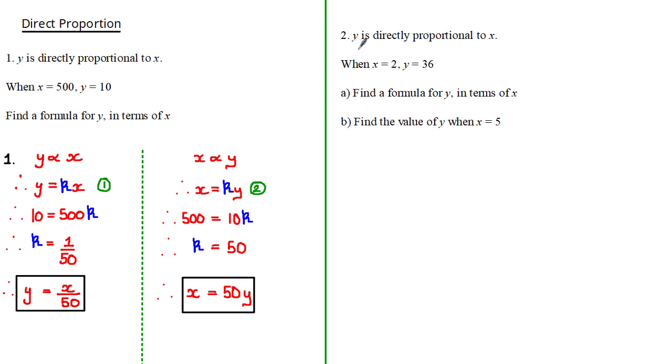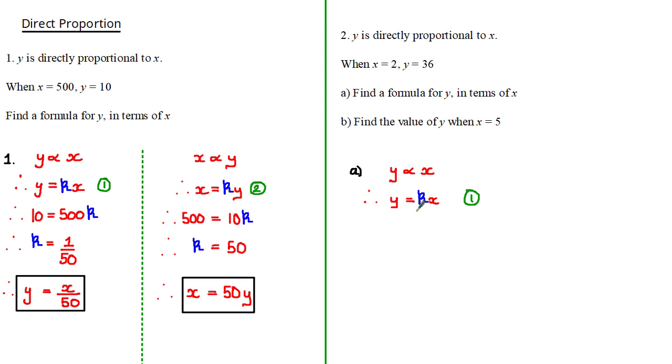So here we're given that y is directly proportional to x. When x is equal to 2, y is equal to 36. The first part asks us to find the formula for y in terms of x. So using exactly the same method as before, since we're told that y is directly proportional to x, we can describe this by writing y is proportional to x, and therefore we can write that y is equal to k times x, where k is a constant to be found, and we can label this equation 1.